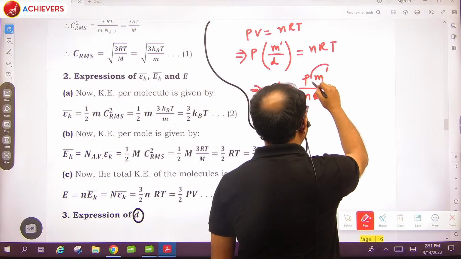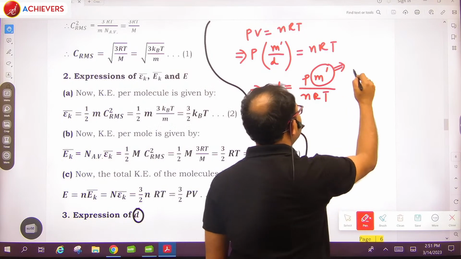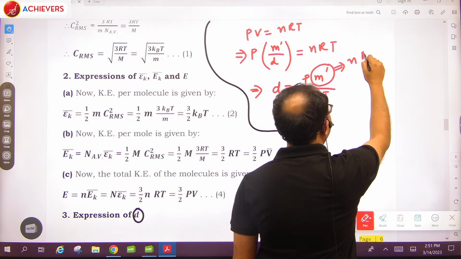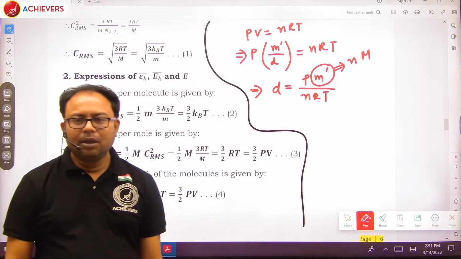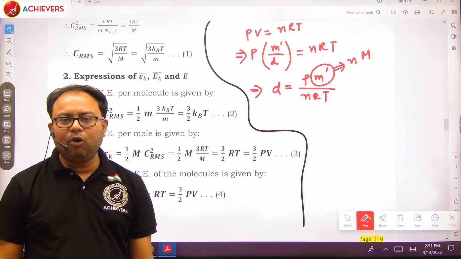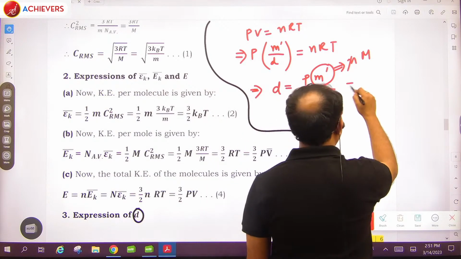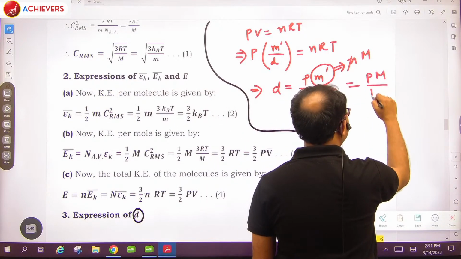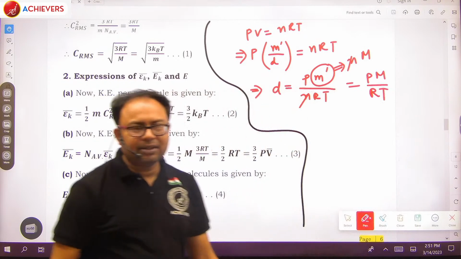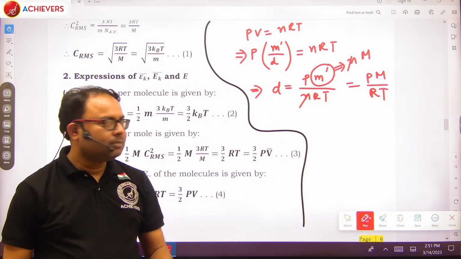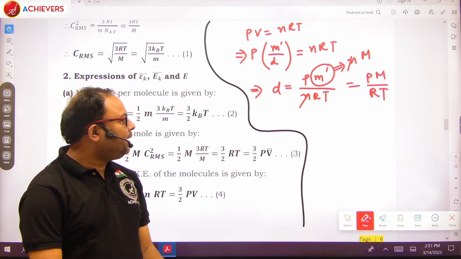Now m dash means total mass. Total mass means number of moles multiplied by molar mass. So n will get cancelled out and it becomes P into molar mass by RT. We all know this equation.